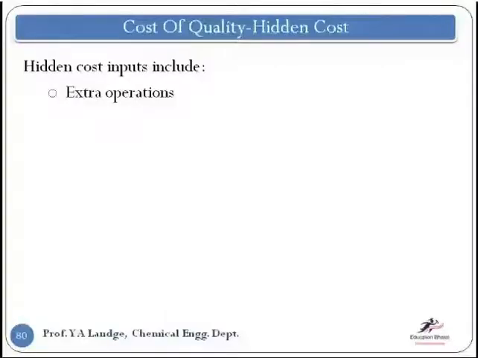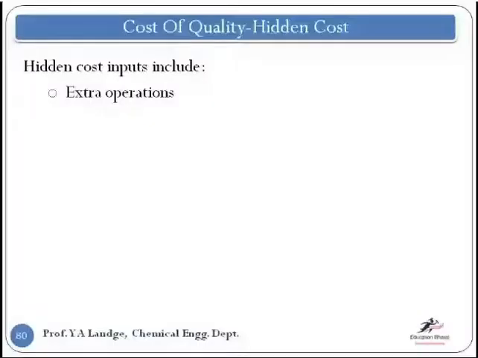So what are the hidden inputs? It includes the extra operations, and the investigation into the causes of the defects. So we do not know about the extra operations. Many times when the product gets defective, we need to give extra operations, extra time, and use machinery so that it will become a quality product. That is what we call a hidden cost. We do not count that part.